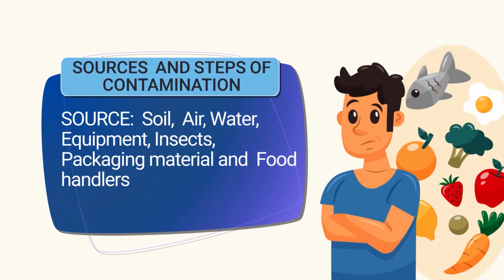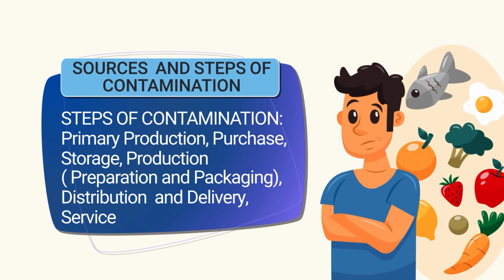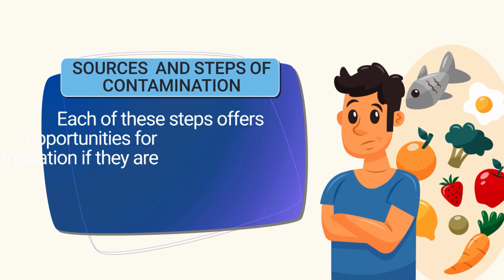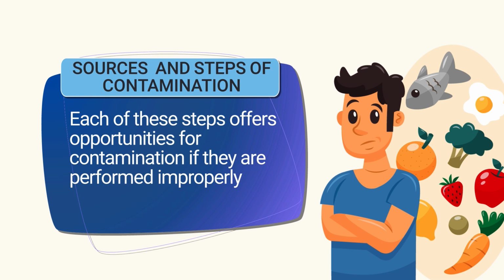Now we come to the sources and steps of contamination. Normally the sources are agricultural products, soil, air, water, equipment, insects, packaging materials, and food handlers. The stages or steps could be the primary production level, purchase level, storage, production, distribution, and delivery. So each of these steps gives an opportunity for contamination.